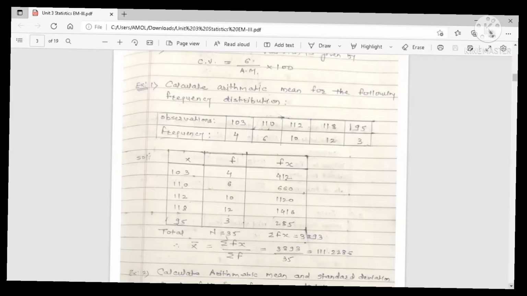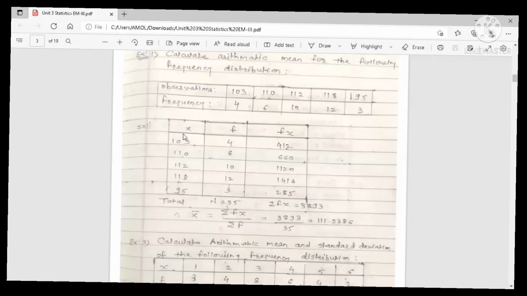Now you construct the table to find the arithmetic mean. First column is x, second column is of frequencies, and third one is the multiplication of frequencies and observations, f into x, because we are going to find the arithmetic mean here, and we require the term fx. Now you do the addition of all the frequencies, total frequency summation f. Summation f is also noted by capital N. So capital N is nothing but summation f. It is equal to 35.